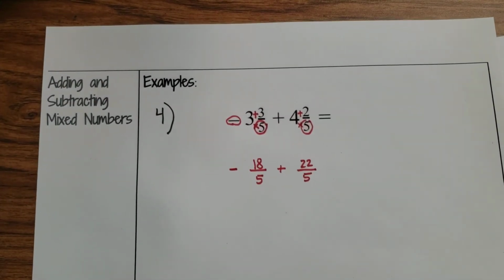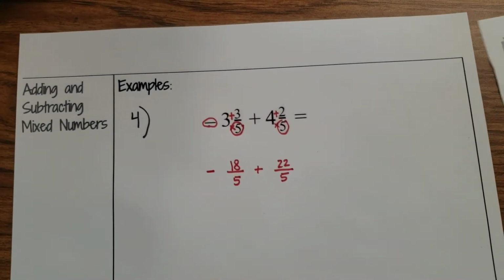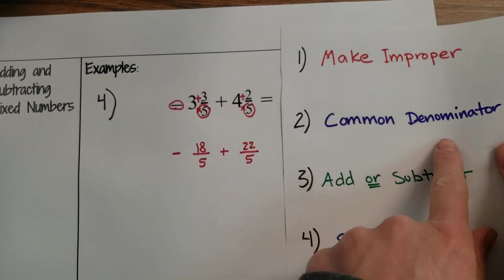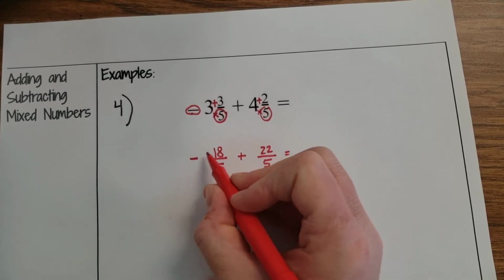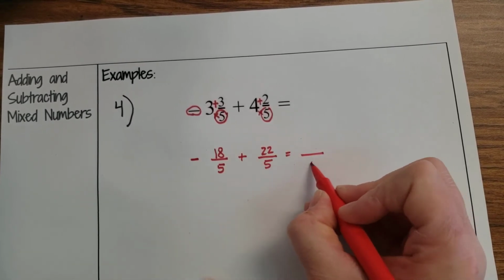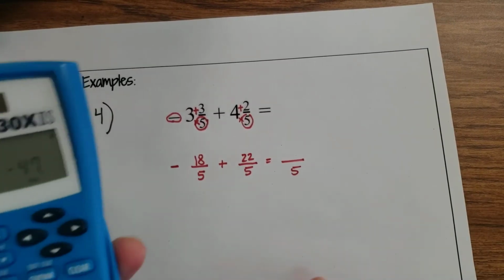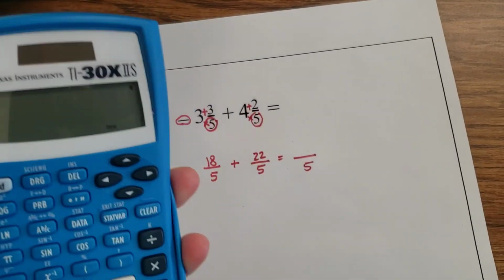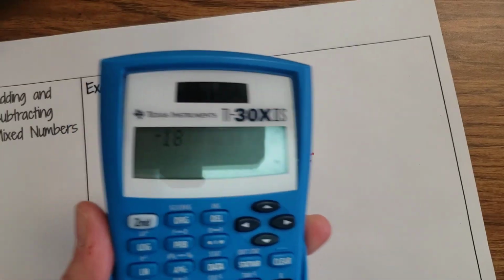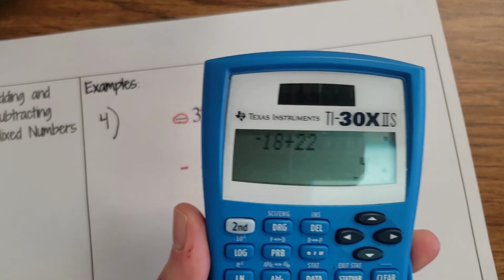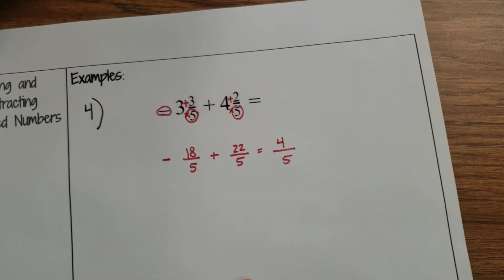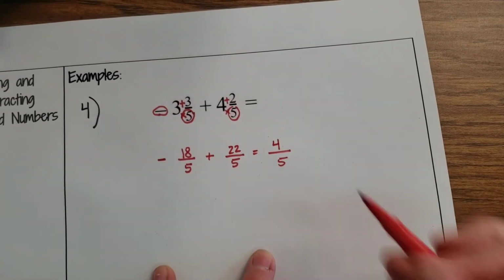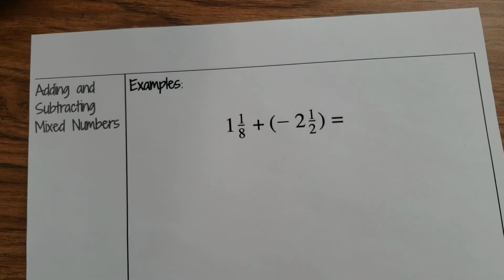Well, would you look at that? Oh my goodness, we have common denominators. We don't even need to find a common denominator. We have them. So we can just go ahead and add. So we've got negative 18 fifths plus 22 fifths. We are going to get some fifths. Again, if you want to use a number line or you can use your calculator, we type in negative 18 plus 22, looks like we're going to get positive 4. Now, check to see if you can simplify. 4 fifths? Nope, we are good to go.